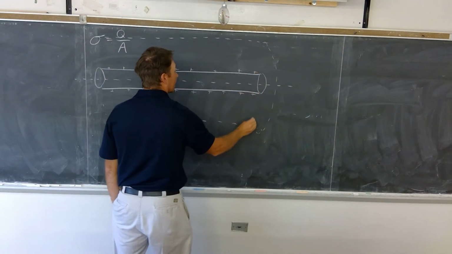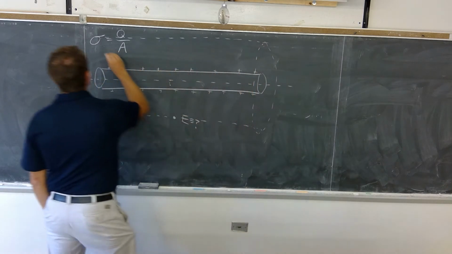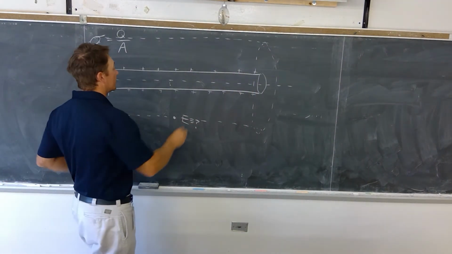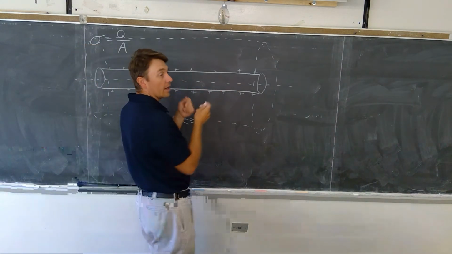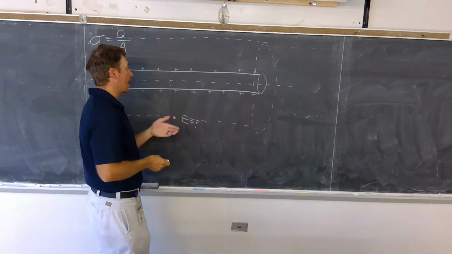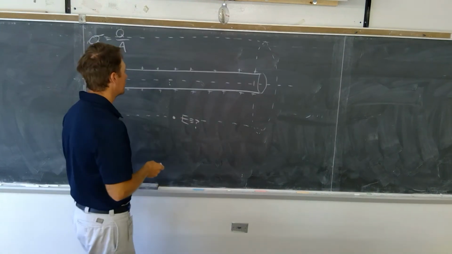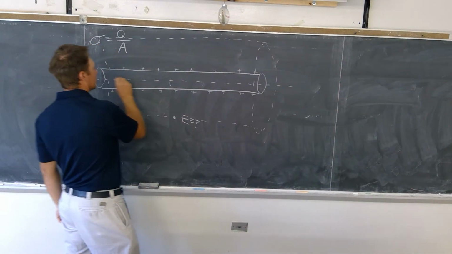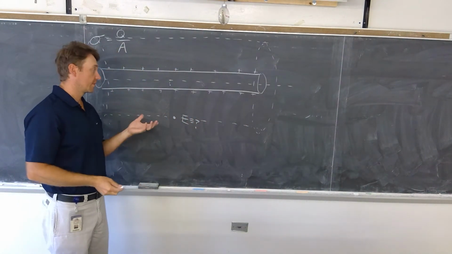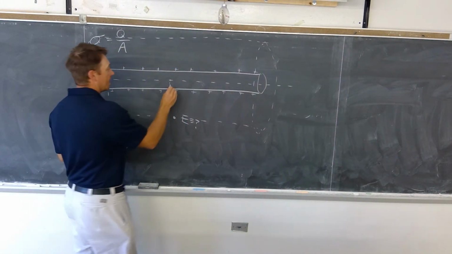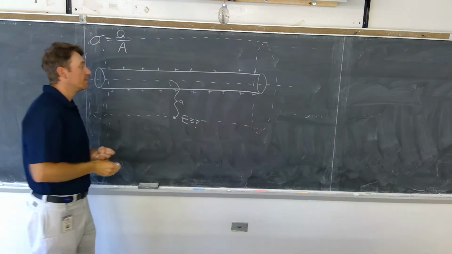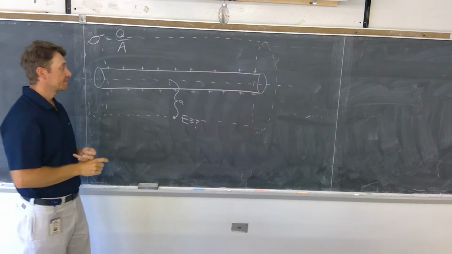So I'm putting a cylinder around my cylinder, where the cylinders are coaxial. That means that they share the same axis, or they share the same center. So this axis that goes through the center of my conductor is the same as the axis that goes through the center of my Gaussian surface. Again, we're going to call this a distance A away from that axis.